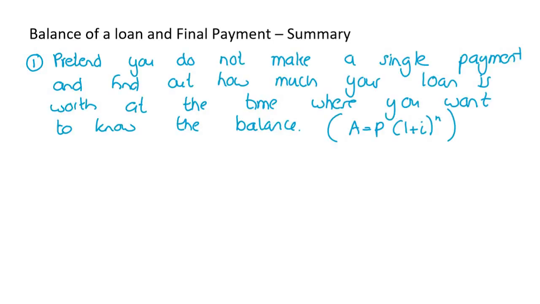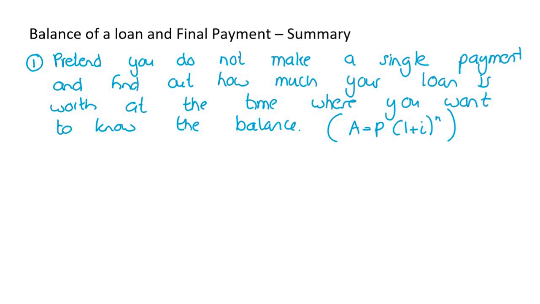Great, so let's just quickly look at a summary of the balance of the loan. First step with balance of the loan is pretend that you do not pay off a single cent of the loan and find out what that loan is worth on the day you want to know your balance. So I've just written that down. Pretend you don't make a single payment. Find out what the loan is worth at the time you want to know the balance. And how do we do that? You simply use your compound interest formula.